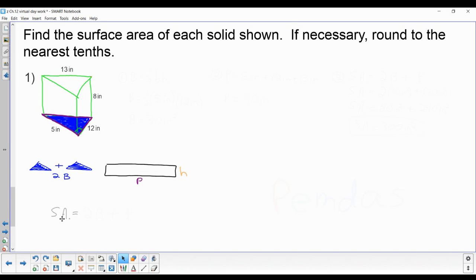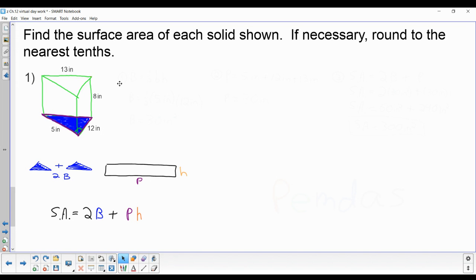So the formula would be the surface area is equal to 2 times the area of the base to give us the area of the two bases, added to the perimeter times the height to give us this lateral area. Now the problem with using this formula is when I look at the picture, the area of the base and the perimeter are not things given to us. We have to find them.